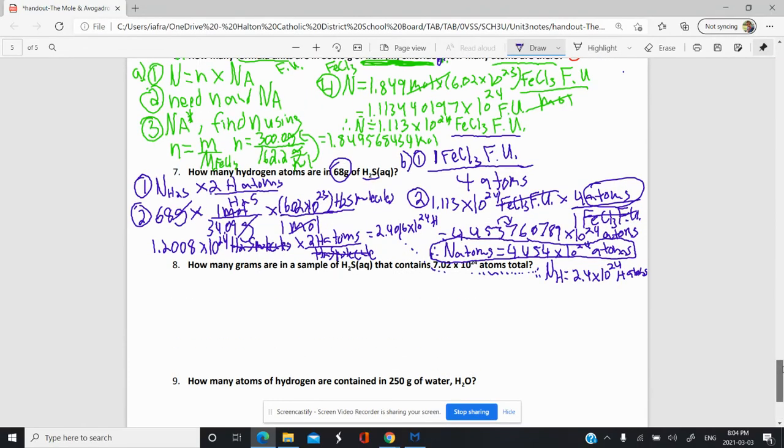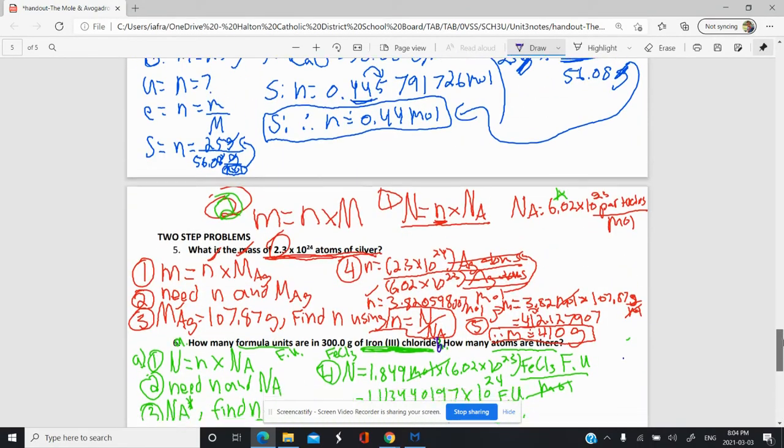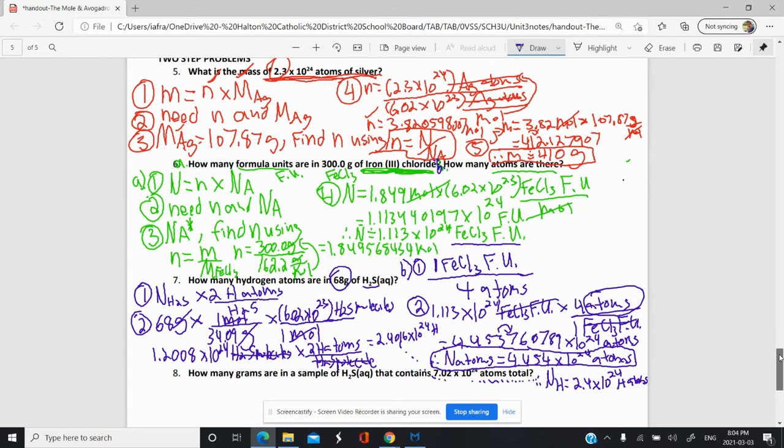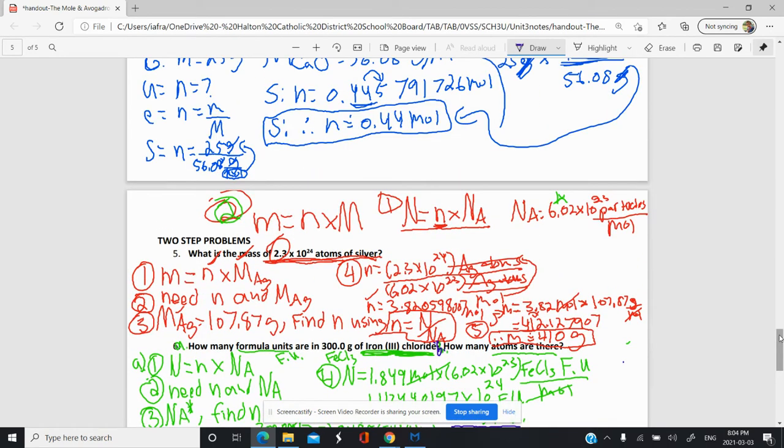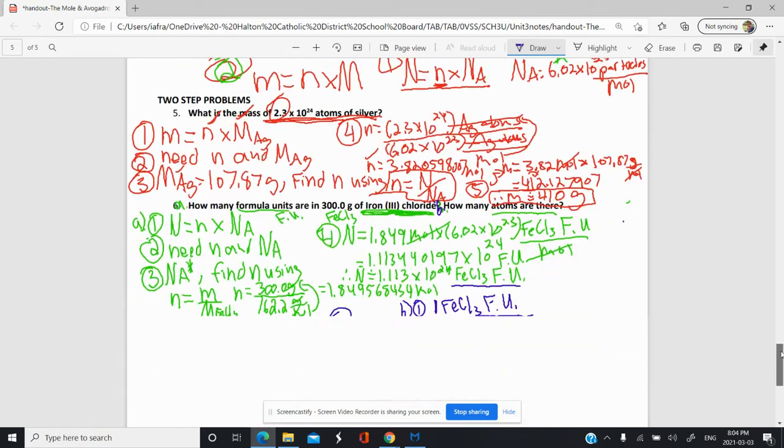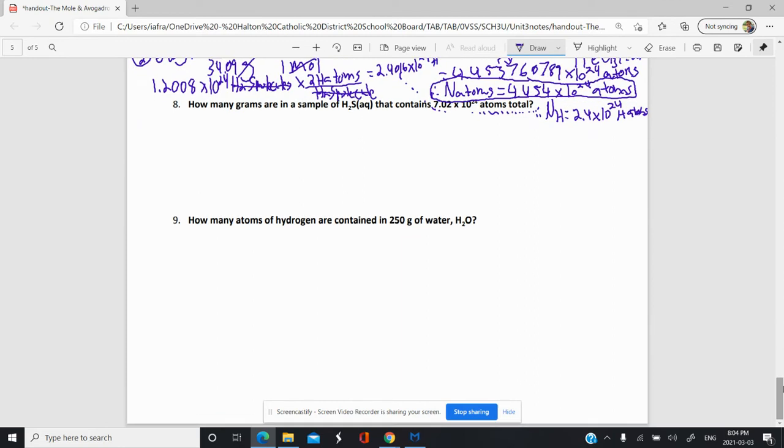In this video, we're going to do questions 8 and 9 from the two-step problems that have us connect our two main formulas together, the mass and the particle formula. So we'll start with question 8. How many grams are in a sample of H2S that contains 7.02 times 10 to the power of 24 atoms total? So we're looking for the mass here. So let's just make that clear. So we want to get the mass.